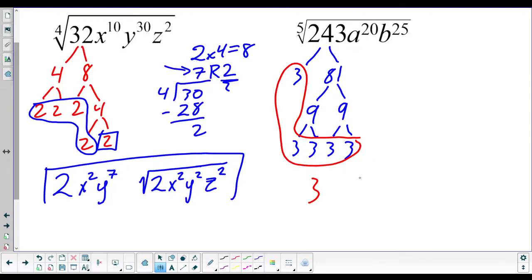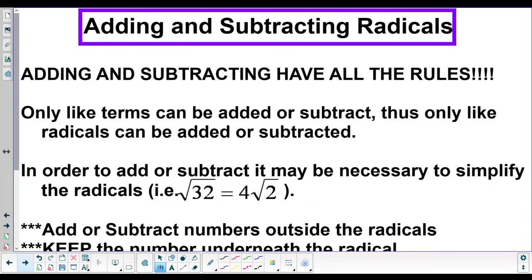5 goes into 24 times. So we have a to the 4th. 5 goes into 25 5 times. B to the 5th. And there are no remainders, so there's nothing inside the radical. So the radical goes away, and our answer is 3, a to the 4th, b to the 5th. Not too bad.